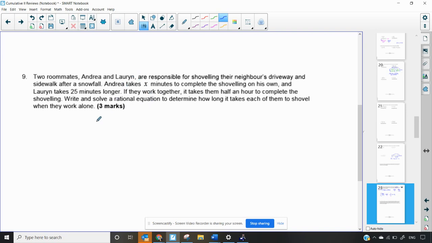Well, Andrea takes x minutes to complete the shoveling, so 1 over x. And Lauren takes 25 minutes longer, so 1 over x plus 25. And their total amount worked together would be half an hour, which is 1 over 30. And then again, we can go about solving by getting rid of our denominator.